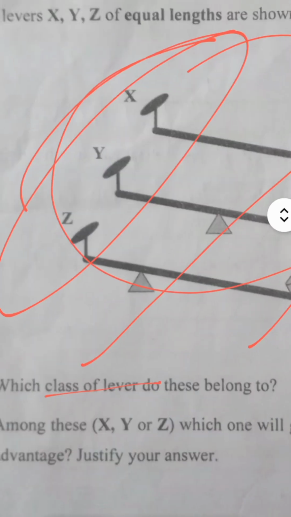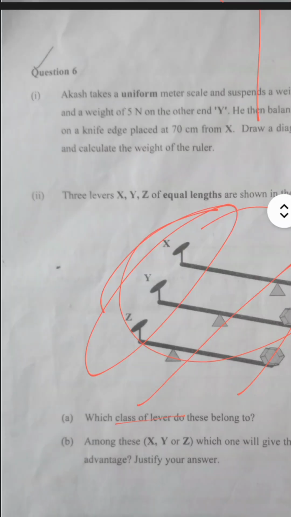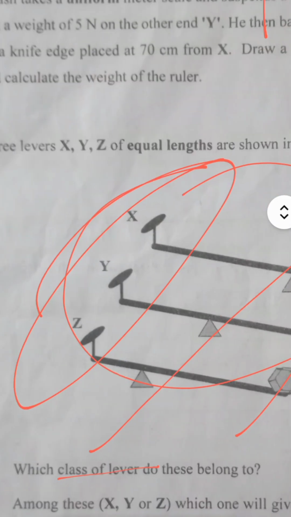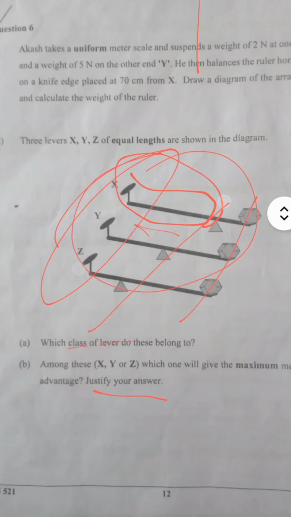Now among X, Y, Z, which one will have more mechanical advantage? So obviously whose effort arm is greater will have more mechanical advantage. The effort arm is greatest in that of the X, because mechanical advantage is equal to effort arm by load arm. So mechanical advantage of X will be greater. Justify your answer. So this is the justification.